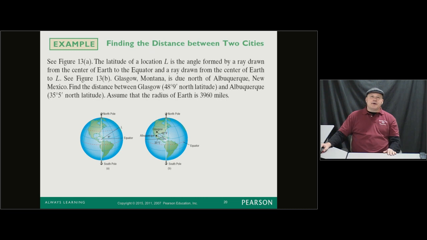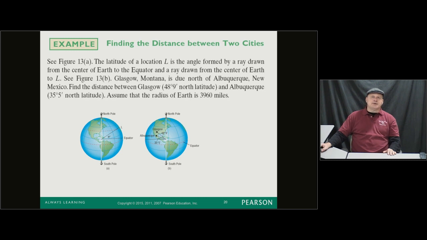Okay, and then we're going to find the distance between 2 cities. The latitude of a location L is an angle formed by a ray drawn from the center of the Earth to the equator and a ray drawn from the center of the Earth to L. See the figure in 13b. Here it is.